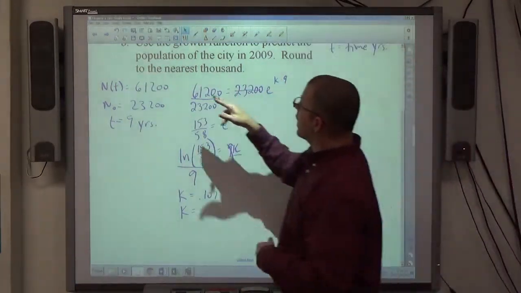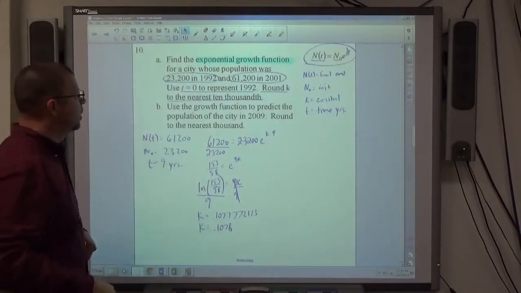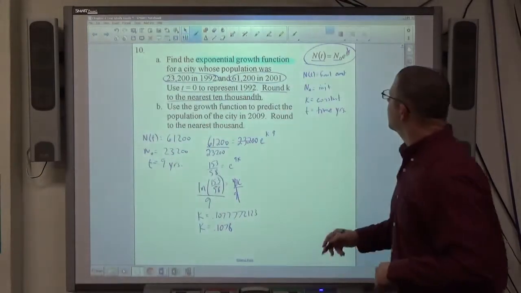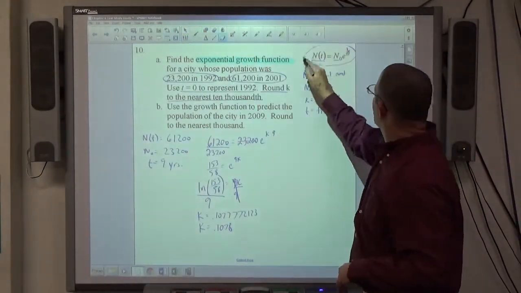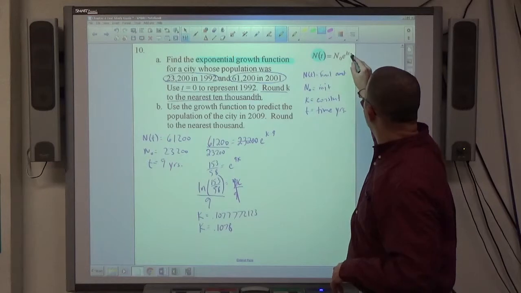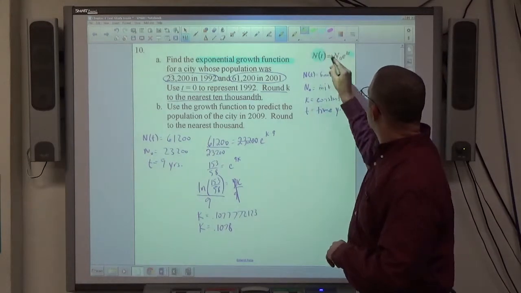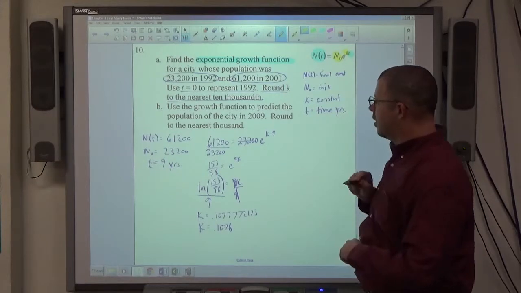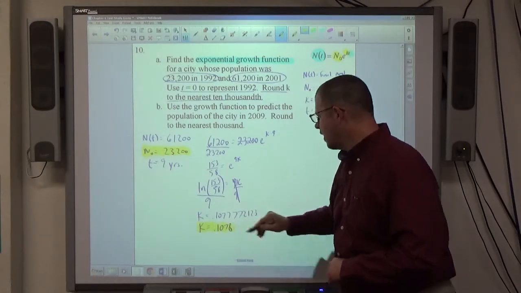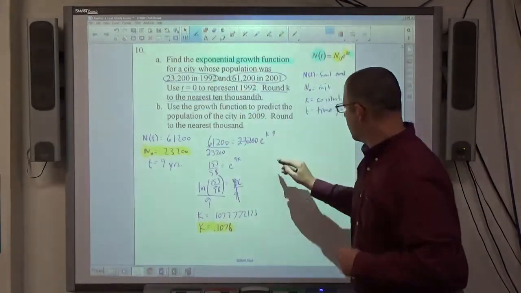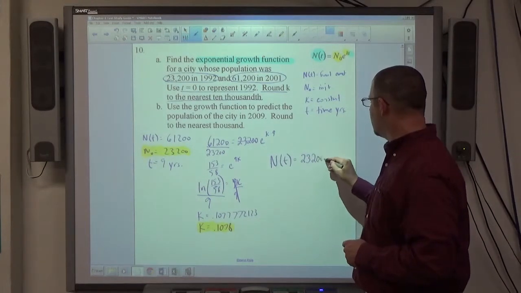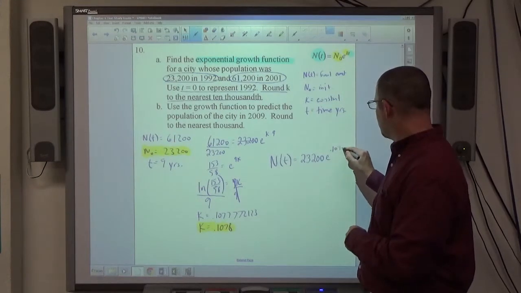So what they want me to do with k, again, if I look at the question, they want me to write the exponential growth function for this city. And what I'm looking to do is replace in the formula here, let me just erase that. If I'm trying to write an exponential growth function, I want n sub t and t to be variables. I want n sub 0 and k to be numbers. So I can see very clearly n sub 0 is equal to 23,200, k is 0.1078, so I just write that function out like so. The final amount, n sub t, is equal to the initial amount, 23,200, times e to the 0.1078 times t.